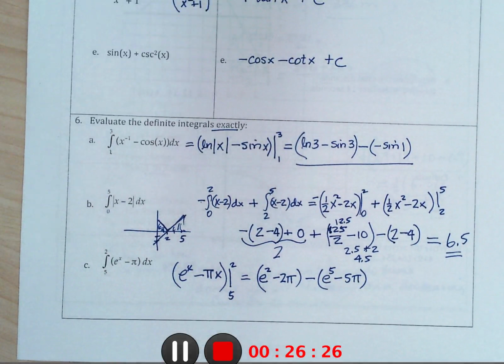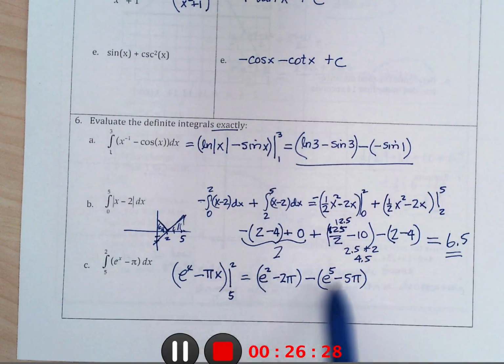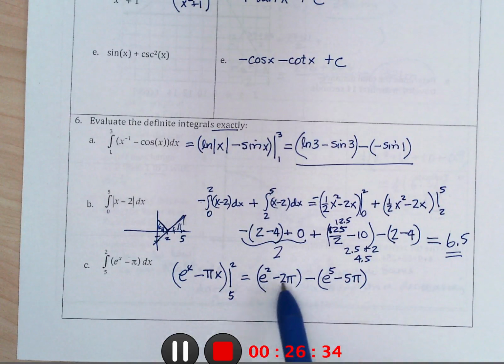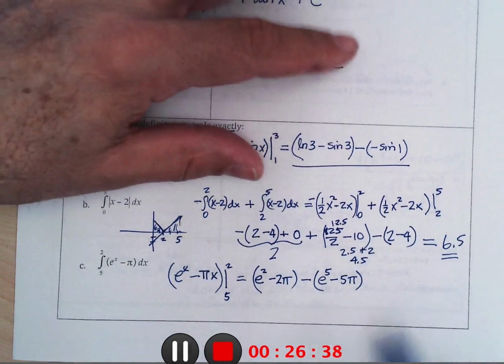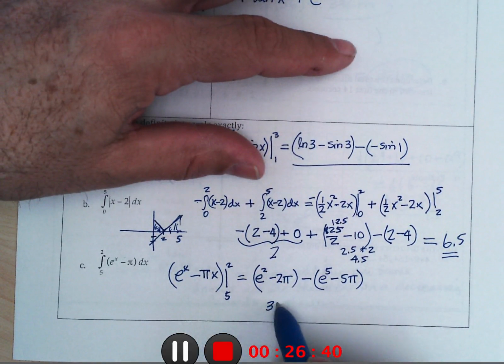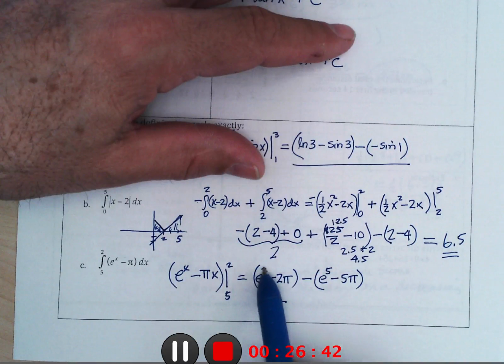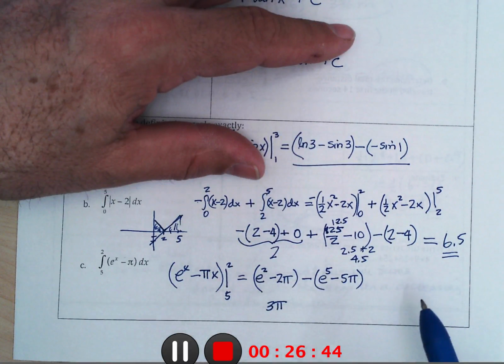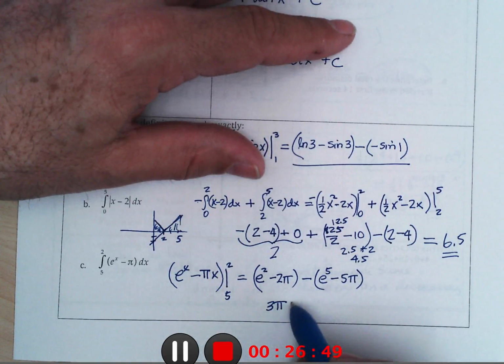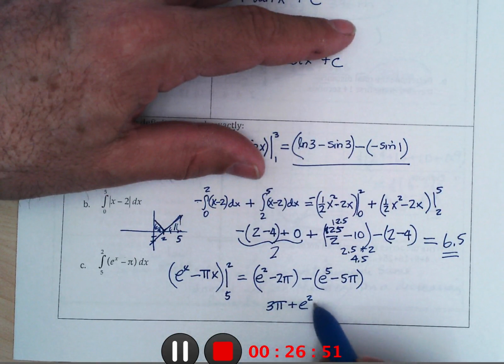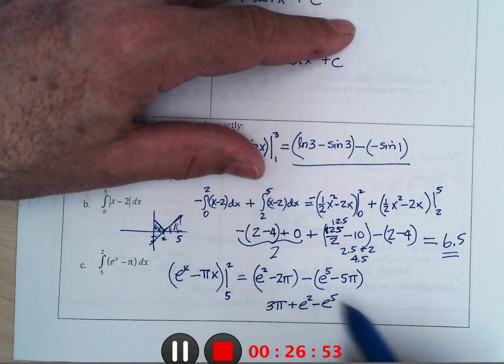With these irrational numbers in there, the e and the pi, not much you can do. Now there is a little. The minus 2 pi plus 5 pi we can put together and make 3 pi. But e to the second and e to the 5 are different numbers. You can't really combine those much. And so it's going to be plus e squared minus e to the 5. That would be the exact answer.